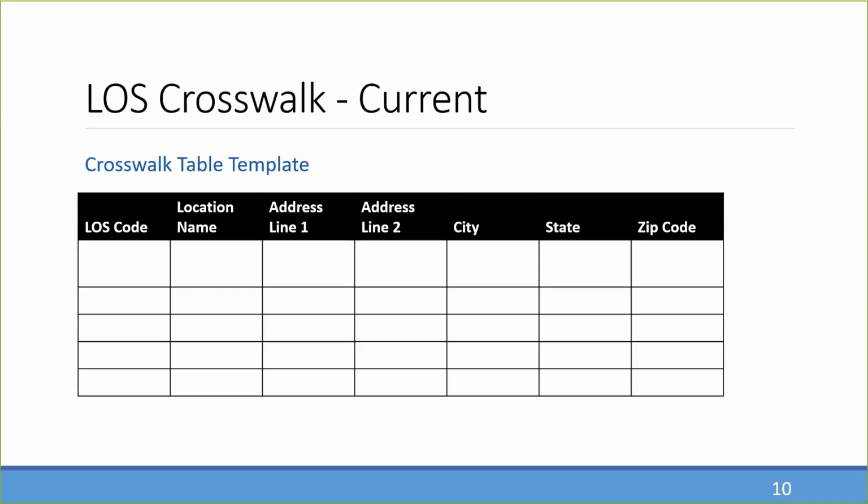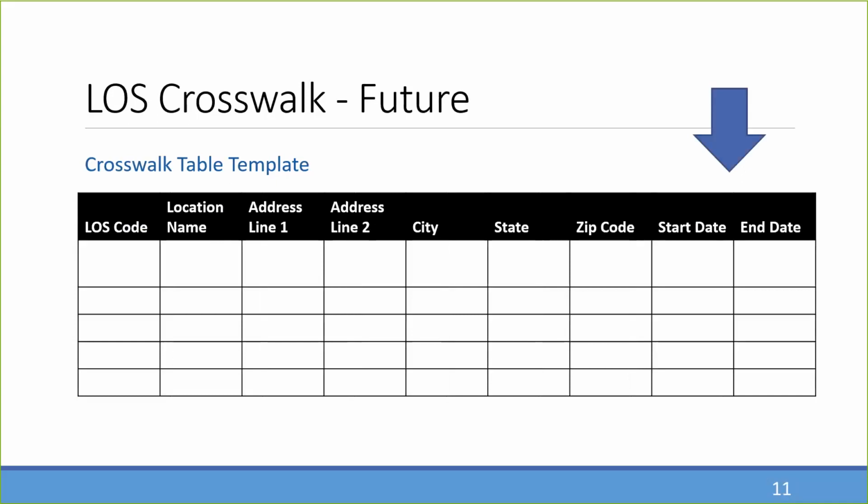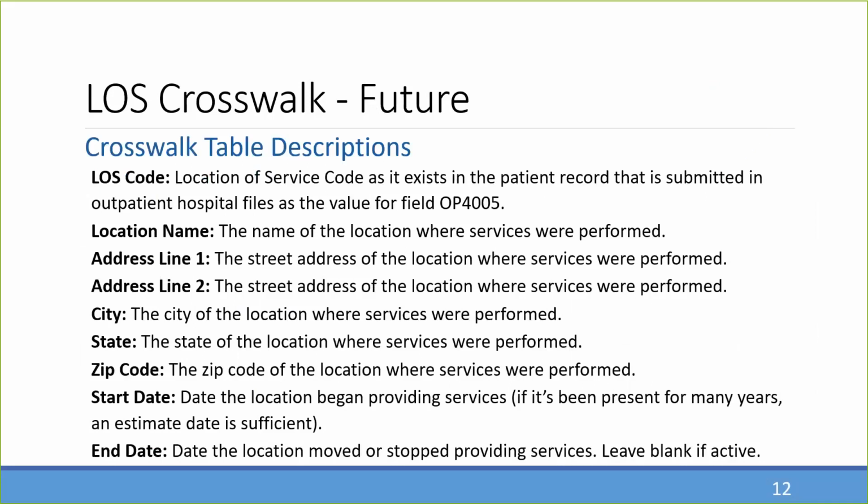state, and zip code. In this coming year, we're going to make some additions to this. There's going to be 2 new columns that we're asking you to provide at the end of that template, the start date and the end date. And here on this next slide at the bottom of the screen, we've added definitions for these new columns. The start date will be the date the location began providing services.